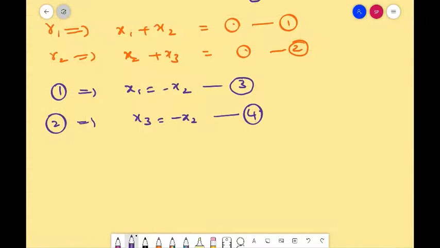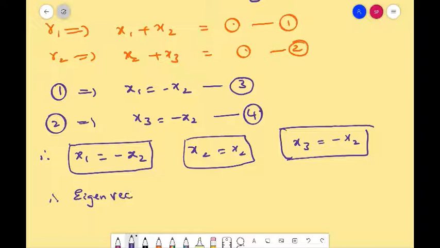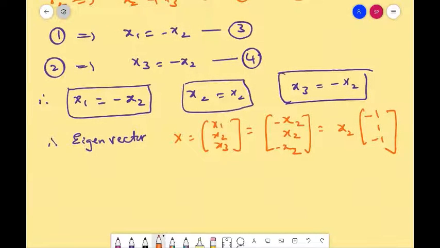Therefore, what do we have? Therefore, we have x1 is minus x2, x2 is x2, and then x3 is equal to also minus x2. Therefore, eigenvector x is equal to x1, x2, x3 is equal to x1 is minus x2, x2 is x2, x3 is also minus x2. So if I take x2 common, minus 1, 1, minus 1. This is the eigenvector for lambda is equal to 1.